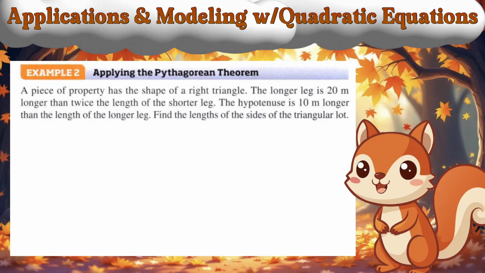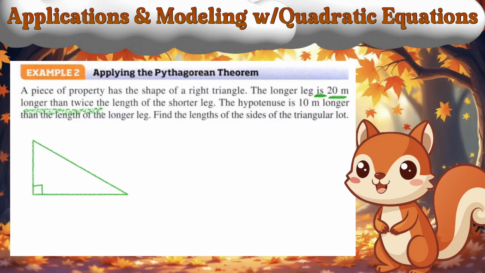A piece of property has the shape of a right triangle. So what do we do to kick off everything? Of course, we draw a picture. Okay, there we go. The longer leg, I'll make that right here. That's going to be the longer leg, which is 20 meters longer than twice the length of the shorter leg.